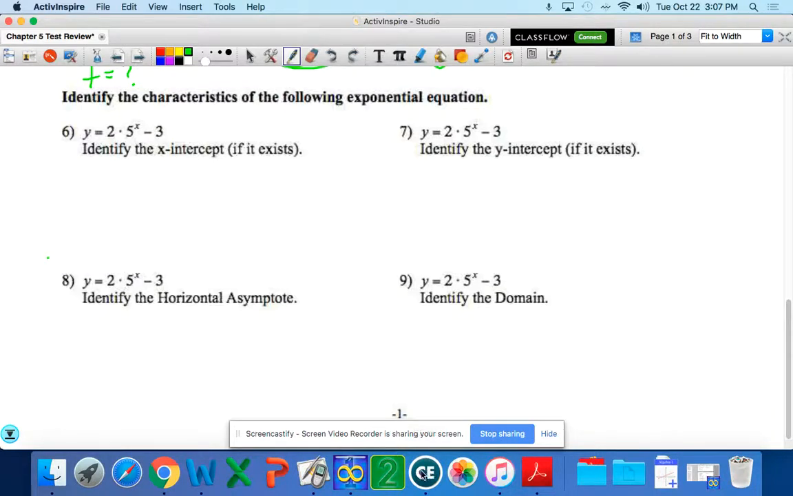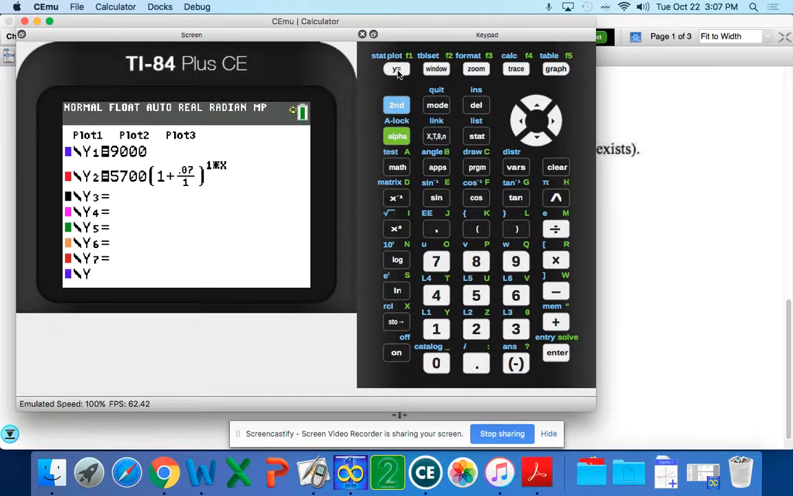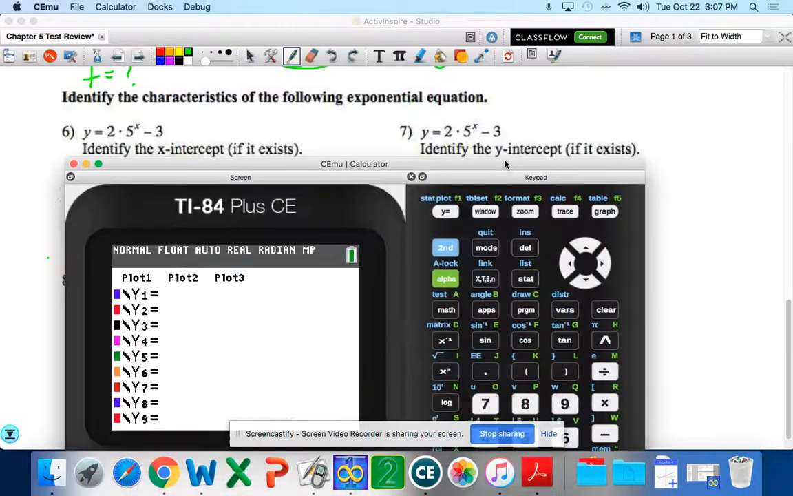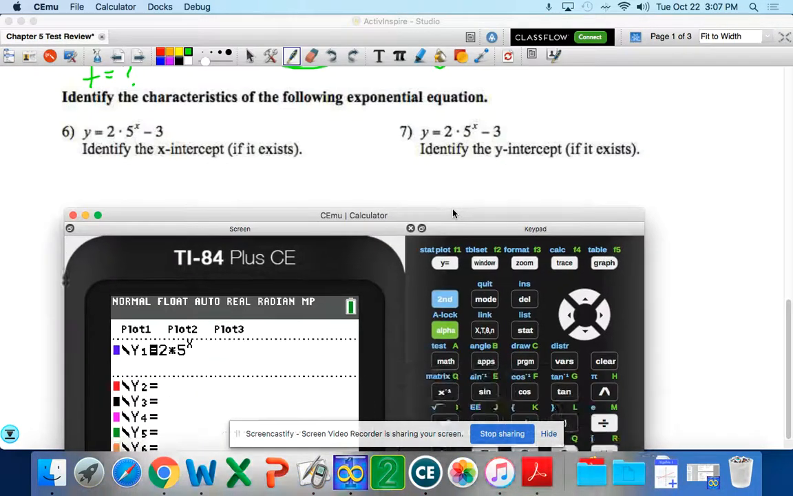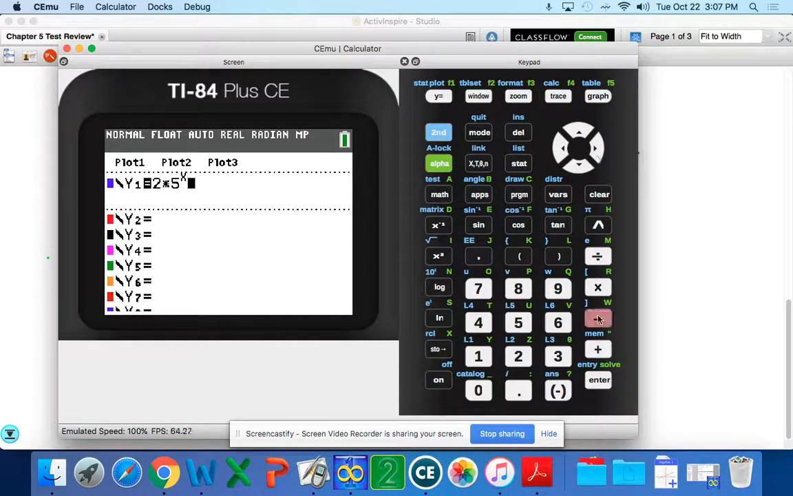On number 6, we start working with the same graph for quite a while. So I clear out whatever I have in there, and I type it in. It's 2 times 5 raised to the x power. And then we subtract 3 at the very end.